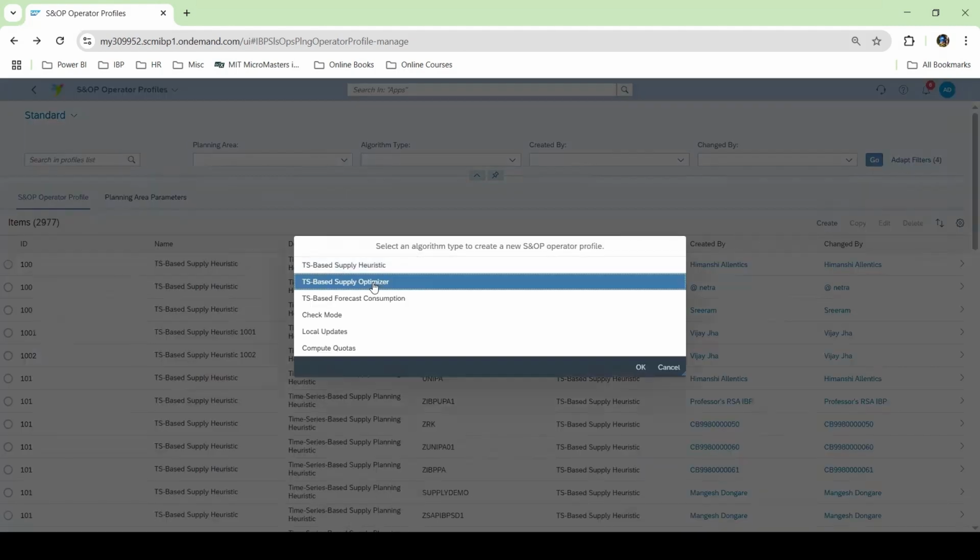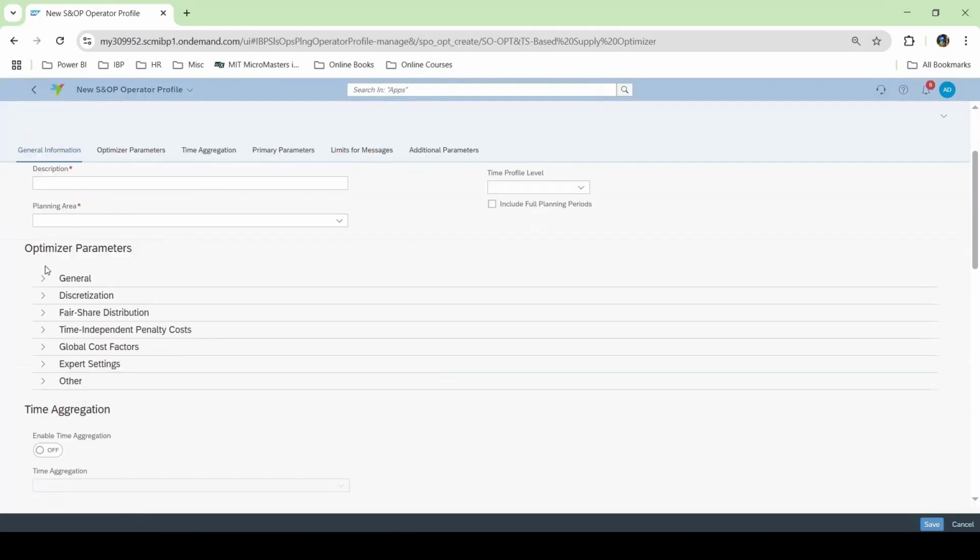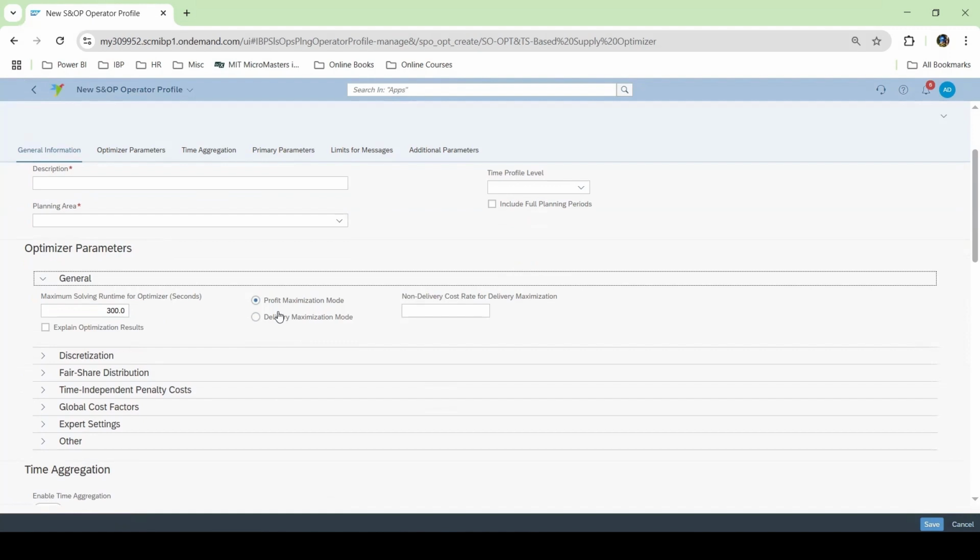So there is an optimizer profile, and here you can provide the details, and then in the general tab you can either go for profit maximization or delivery maximization. So if you want to maximize the full order fulfillment of your customers, then you can go for delivery maximization, and if you want to maximize profit for your organization, you can go for the profit maximization mode.